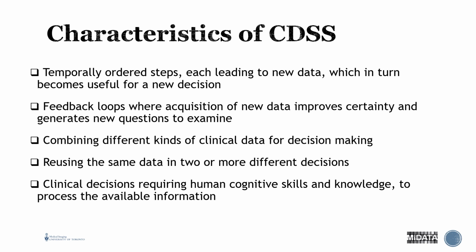There's also the reusing of the same data in two or more different decisions. This is always useful, that once you've entered data, it can then be used at different points in time. It can also be used in different contexts. And finally, what is very useful is you now have a blending of decision making that can be made by both human cognitive skills and machine cognitive skills.